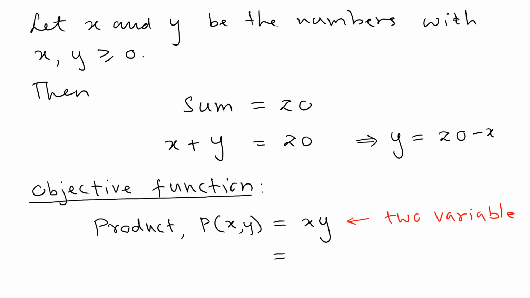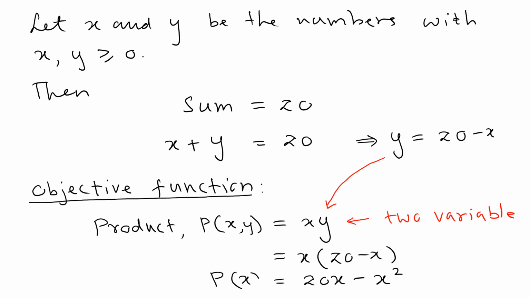That is exactly the same thing we did earlier. Remember, we solved for y. That's the reason why we did that. Now we substitute y equals 20 minus x and simplify. When you simplify, you get 20x minus x squared. This is a single variable function. It had two variables earlier, but now it is only one variable.